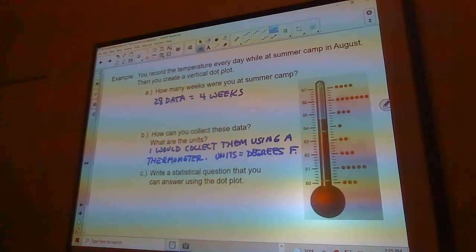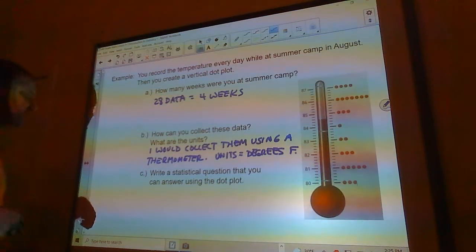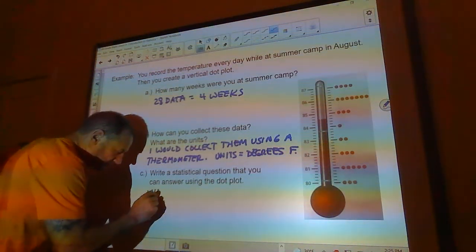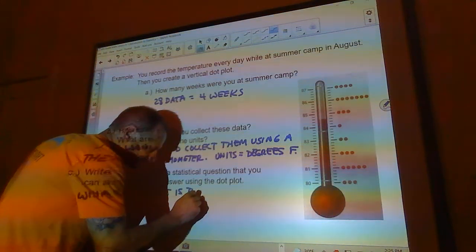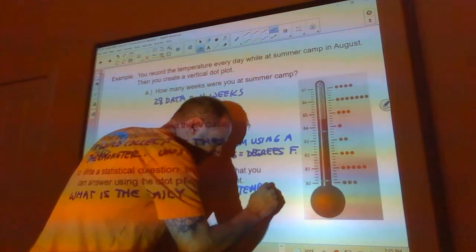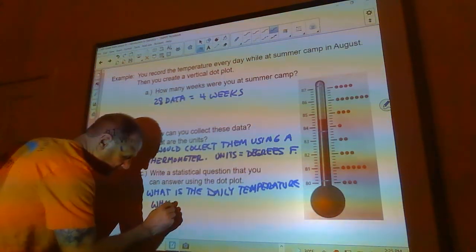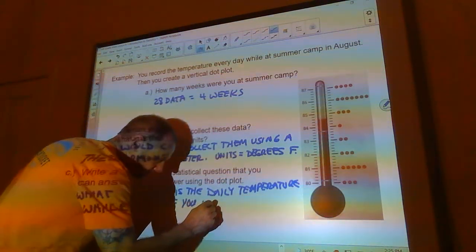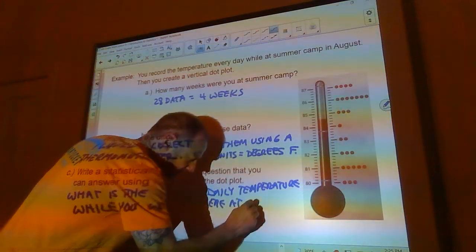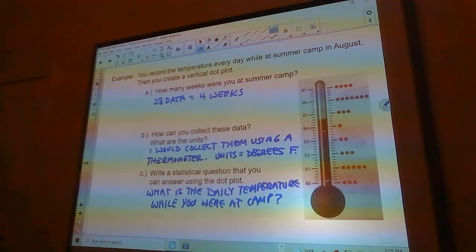Okay. Write a statistical question that you can answer using the dot plot. Okay, so this could actually vary. Your answers could vary. Remember, you've got to have multiple answers. So, what is the daily temperature while you were at camp? So there you go.